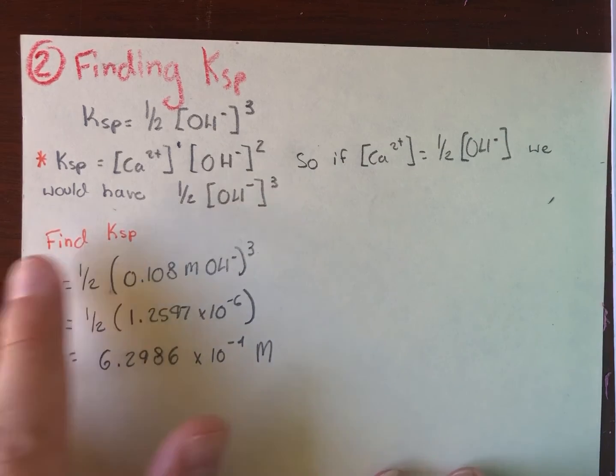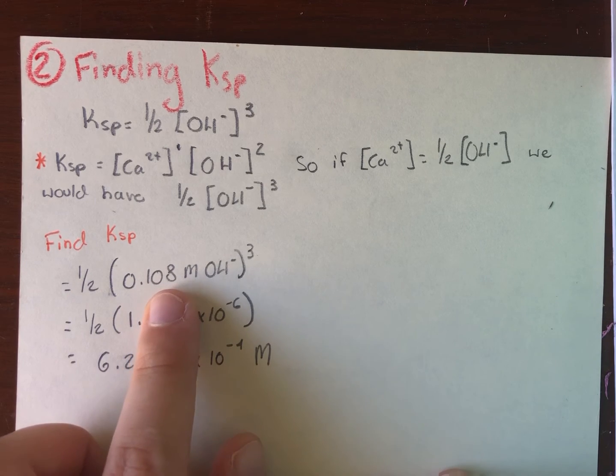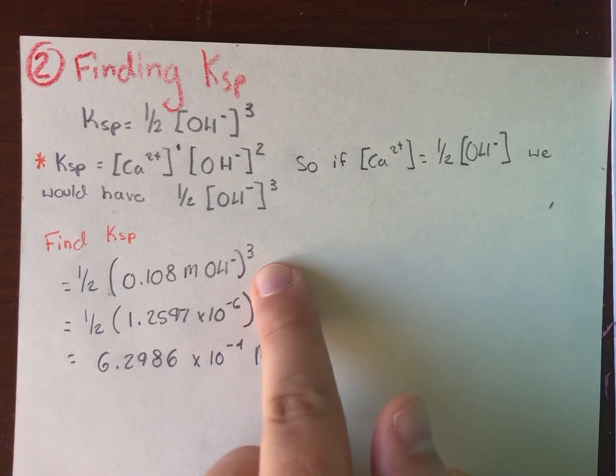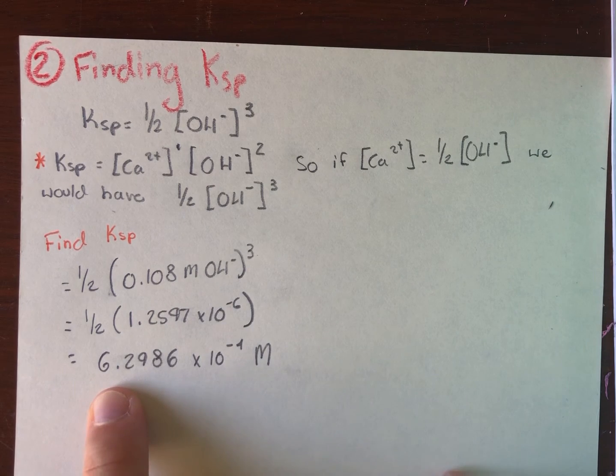Now for finding KSP, we simply plug in, there's the half, there's the 0.108 molar, but now we cube it, and that's what this looks like. And then our final value is 6.2986 times 10 to the negative 4 molar.